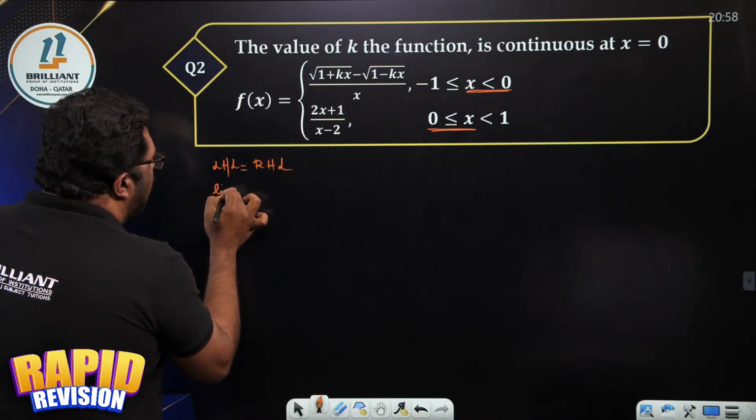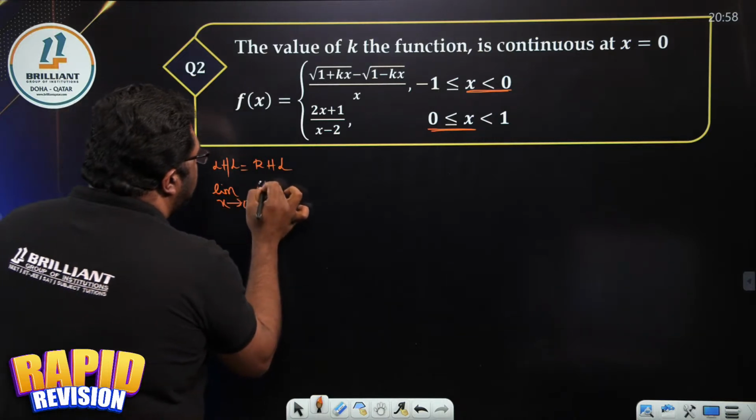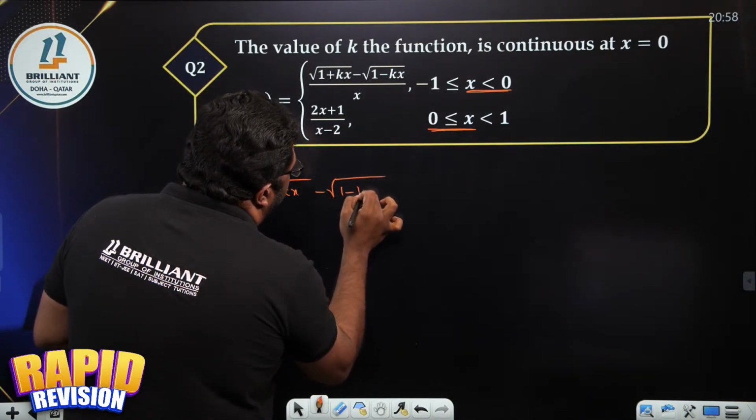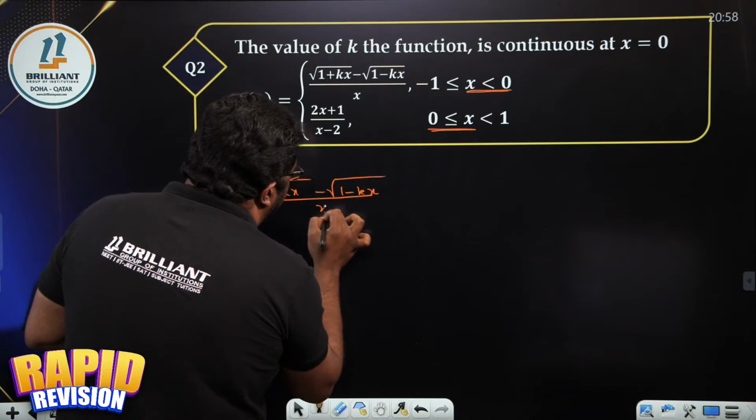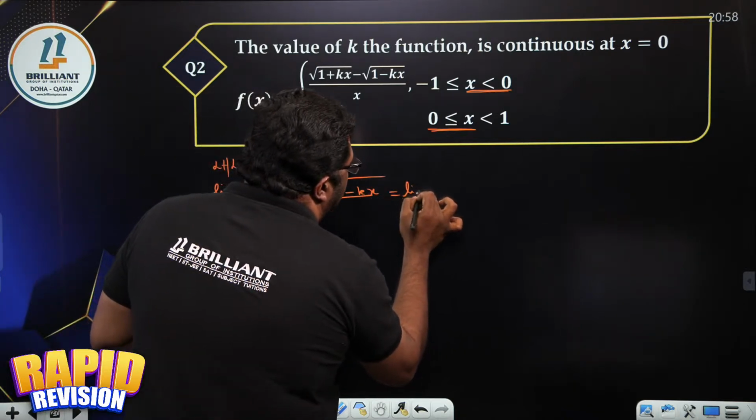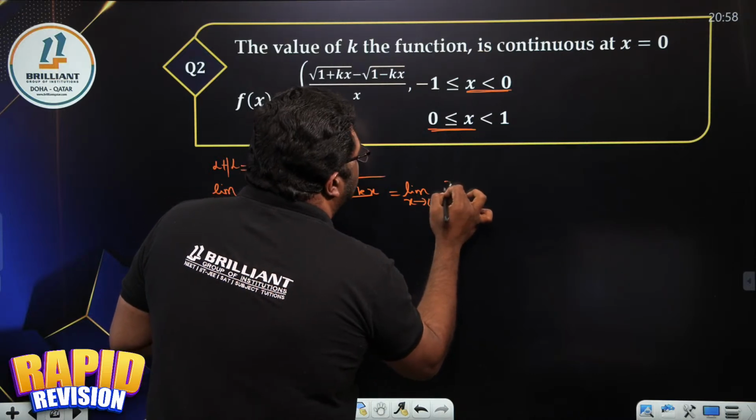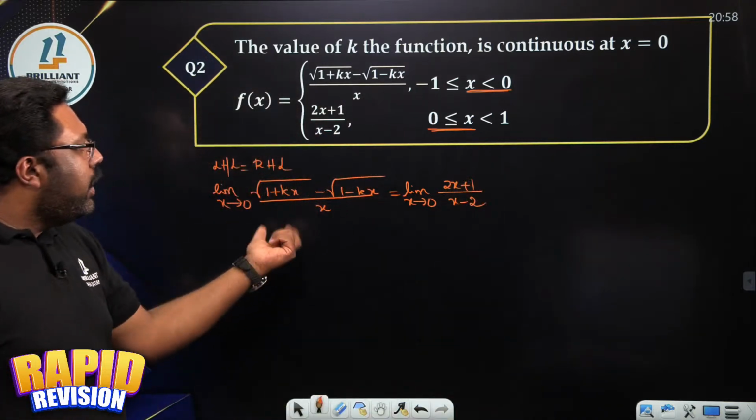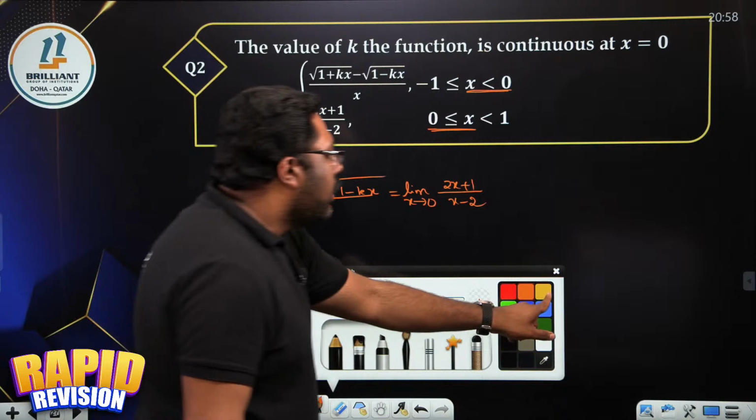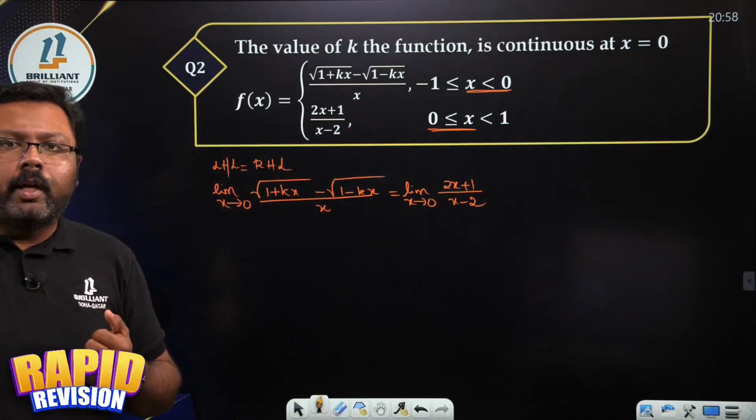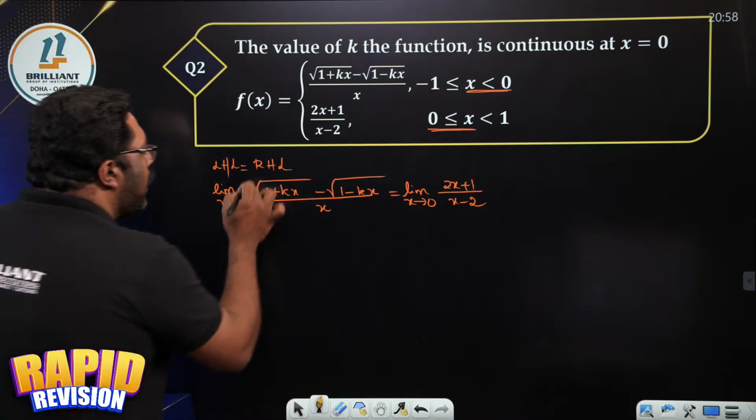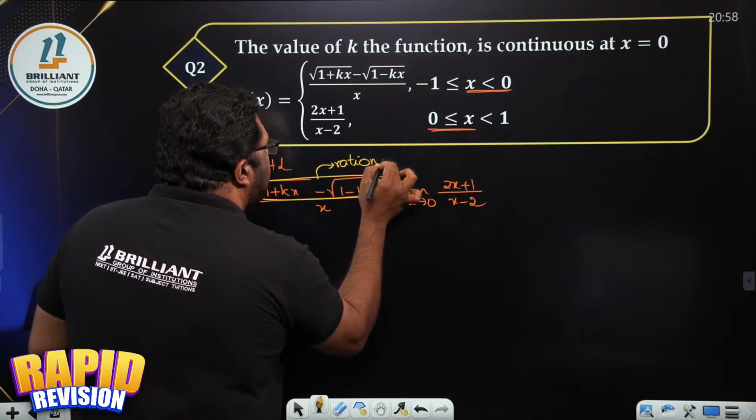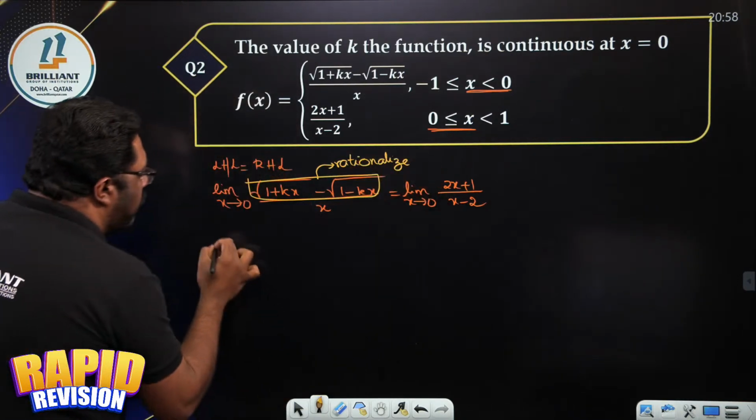What is LHL? Limit x tends to 0, (square root of 1 plus kx minus square root of 1 minus kx) by x. And what is RHL? Limit x tends to 0, (2x plus 1) by (x minus 2). These two are equal. I'm supposed to find the value of k. Students, whenever you have a square root form, please rationalize. This part, please rationalize. So what happens when you rationalize the numerator?